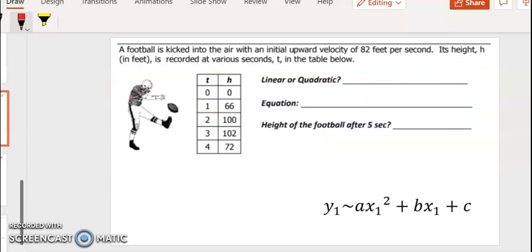Okay? Now, I'm going to stop this video and I'm going to do another one that will show you how to do tables. Okay? So we're going to see how to use tables to find our equation and answer the questions. All right?